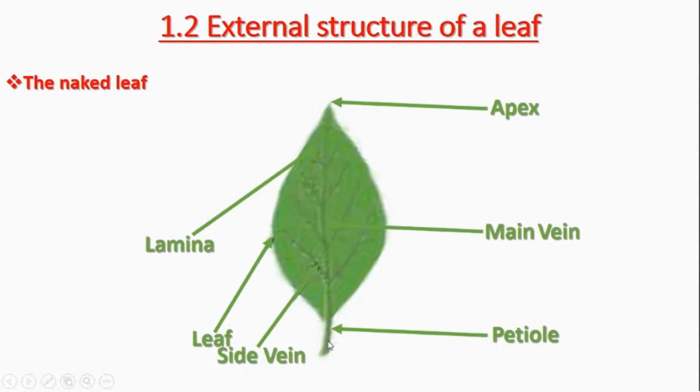So we have the petiole, from the petiole going up the main vein to the apex, and then from the sides of the main vein we have the side veins, and then in between the side veins we have the lamina. So all of this is our representation of the leaf as viewed with the naked eye.